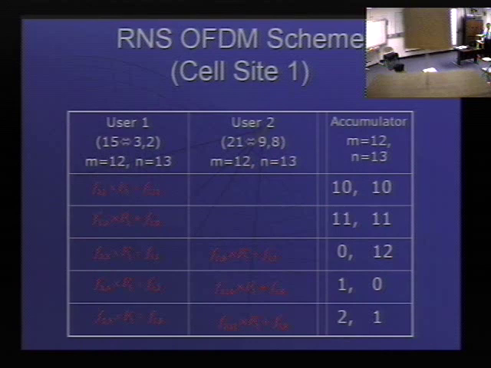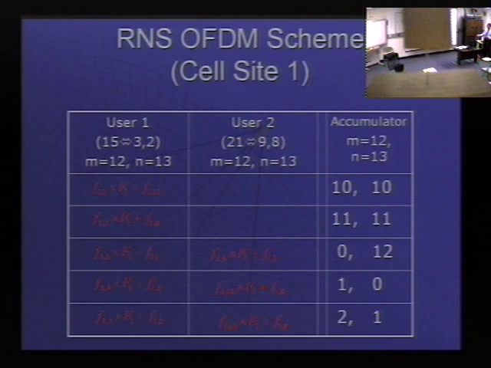You have user 1 and user 2, say for 2 users. And each cell site has a base number we call the accumulator number. Say m is 12, n is 13. Each base station has a different number, then each user has a different ID. You want to assign each user a unique ID, say 1521. Okay, say we pick this example.